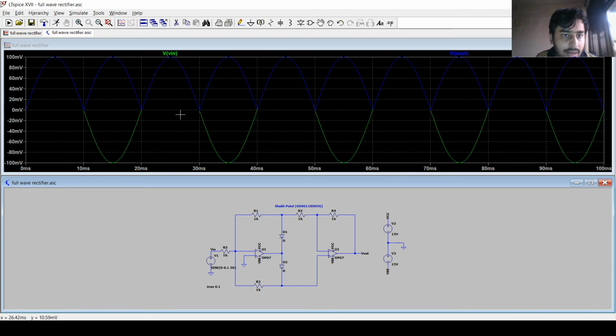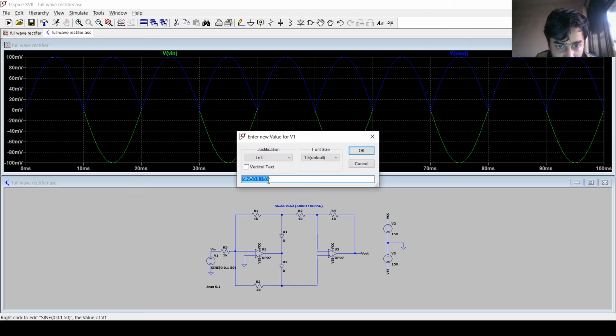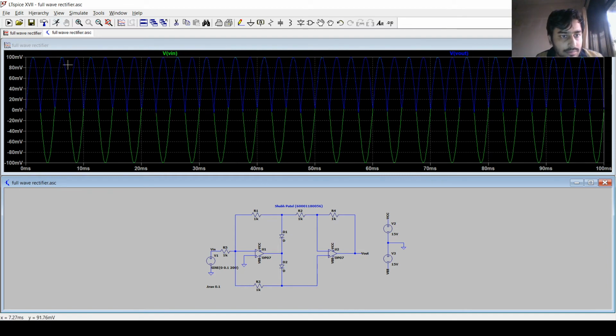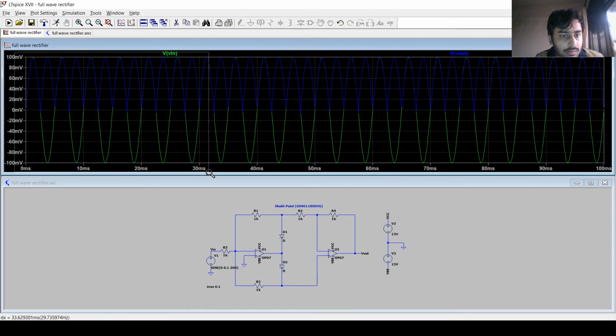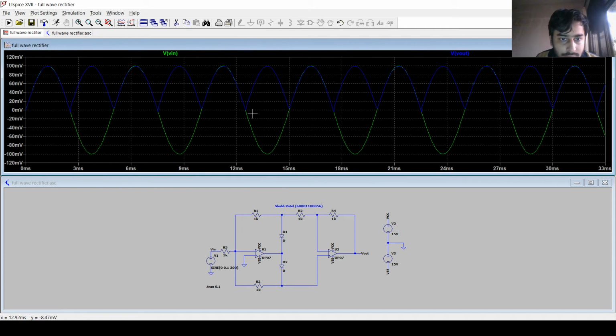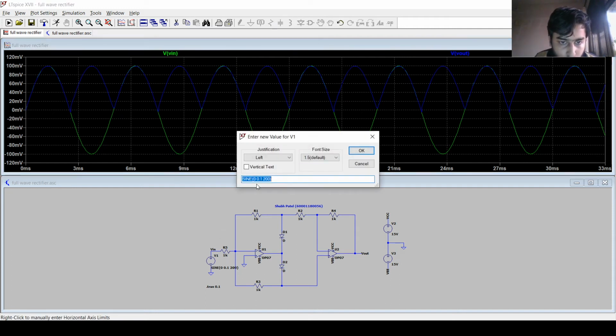As you can see, for the entire sine wave we are only getting the positive spikes. So now let's increase the frequency from 50 to 200. Now let's run. So there is no difference in the output waveform, as we saw for the 50 hertz frequency. Now let's increase the frequency further to 1 kilo.